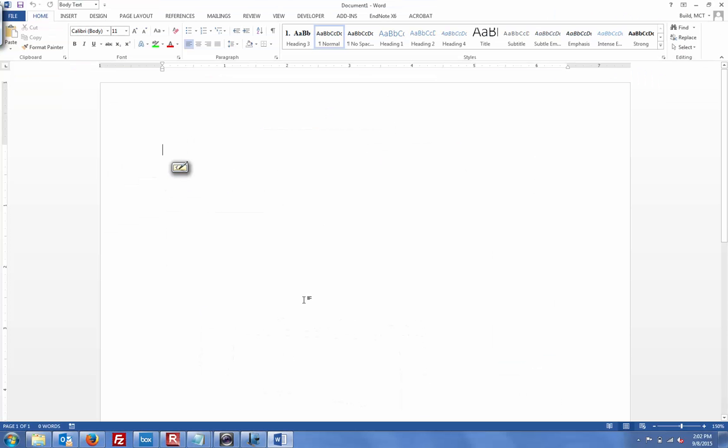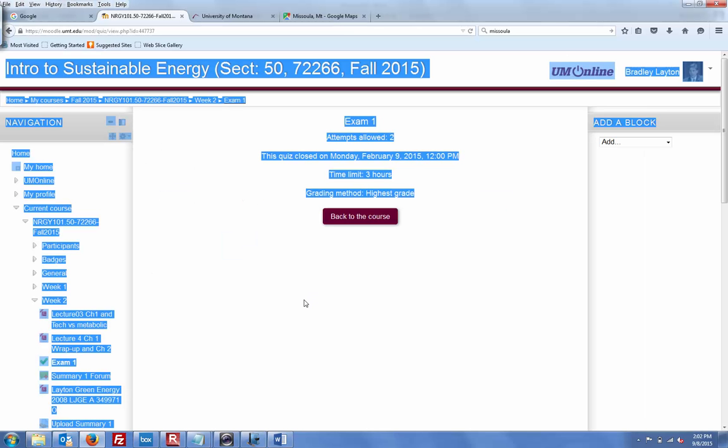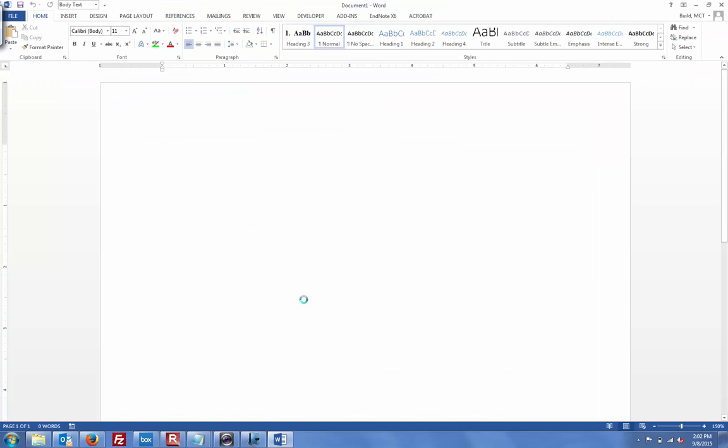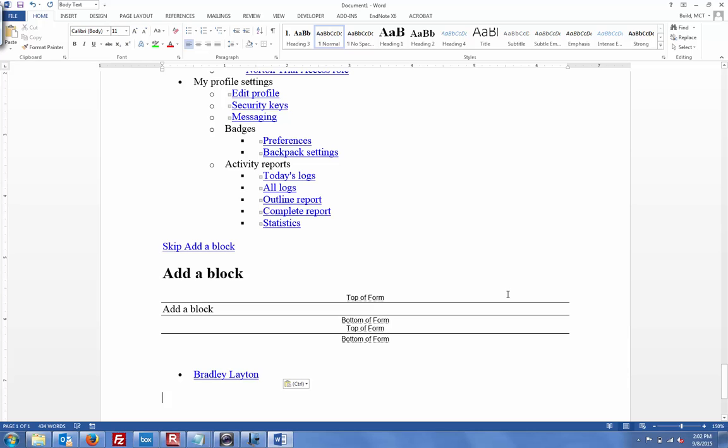So I did a Control A. Now I'll do Control C for copy, then Control V. It'll put it on there. Well, not too bad. It's legible. You can just copy and paste your work as you go.